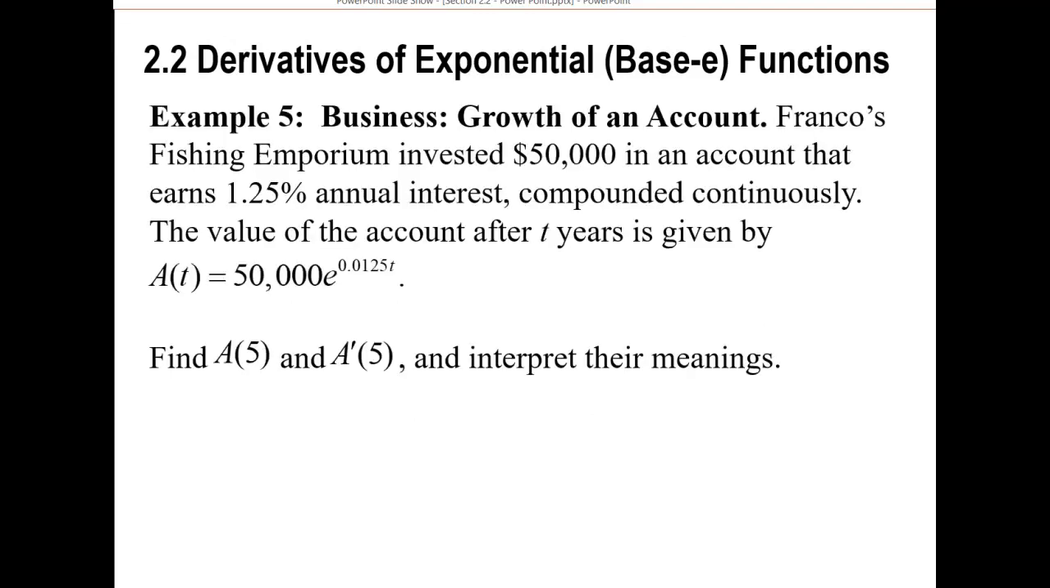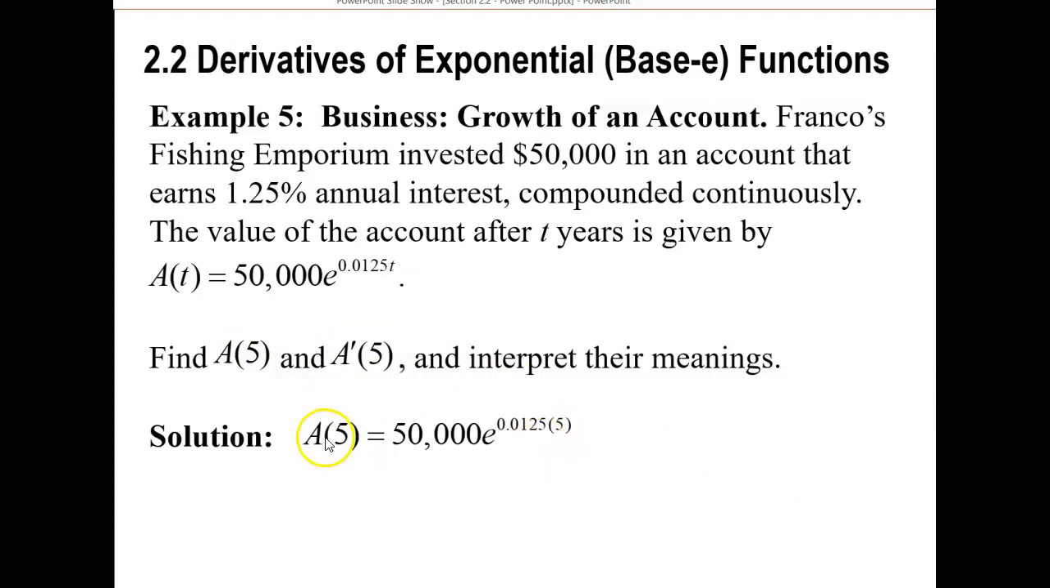All right, here's the example. Any of the word problems that are in there just basically are something involving a function that is an applied problem that has an e in it. All right, Franco's Fishing Emporium invested $50,000 in an account that earns 1.25% annual interest, compounded continuously. We talked about the continuous compounding formula in the last section. The value of the account after t years is given by A equals P e to the power of r t. Okay, so they provide that for you, but we could have figured that out from our last section. They want us to find A of 5 and A prime of 5 and interpret the results.